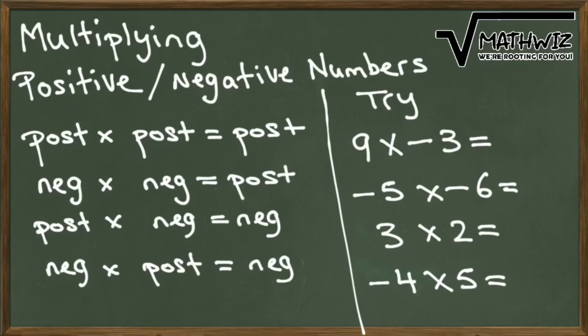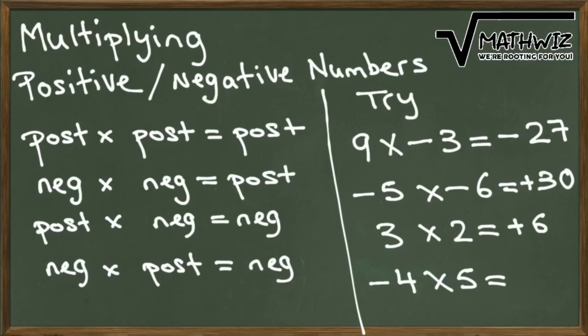Okay, so provided you worked these on your own already, we have 9 times minus 3. So the 9 times 3 is going to give us 27. And then we have a positive multiplied by a negative, so our answer is going to be negative. For our second question, we have minus 5 times minus 6, or negative 5 times negative 6. The 5 times 6 is going to give you 30, and the negative and negative will give you a positive. 3 times 2 is going to give us 6, and it is a positive times a positive, so your answer is going to be a positive.